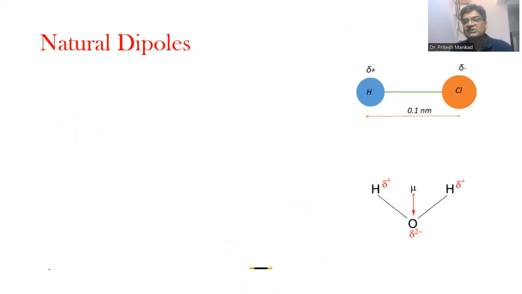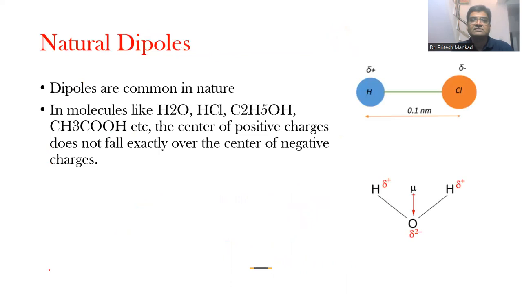Now, what are natural dipoles? Dipoles are common in nature. In molecules like H2O, HCl, C2H5OH, CH3COH, etc., the center of positive charges does not fall exactly over the center of negative charges. As you can see over here, the center of positive is here and the center of negative, Cl minus, is here, and there is a 0.1 nanometer distance between them. So this is forming a natural dipole.